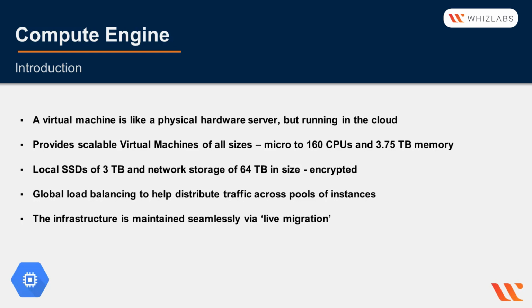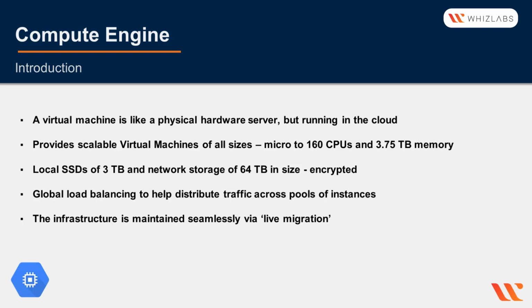Network storage or hard drives can be up to 64 terabytes in size, and they're attached to VMs as persistent disks. These persistent disks can be detached and reattached to another virtual machine while retaining data. You can also take snapshots and create a new disk from its data. All the data is instantly encrypted by the necessary standards.